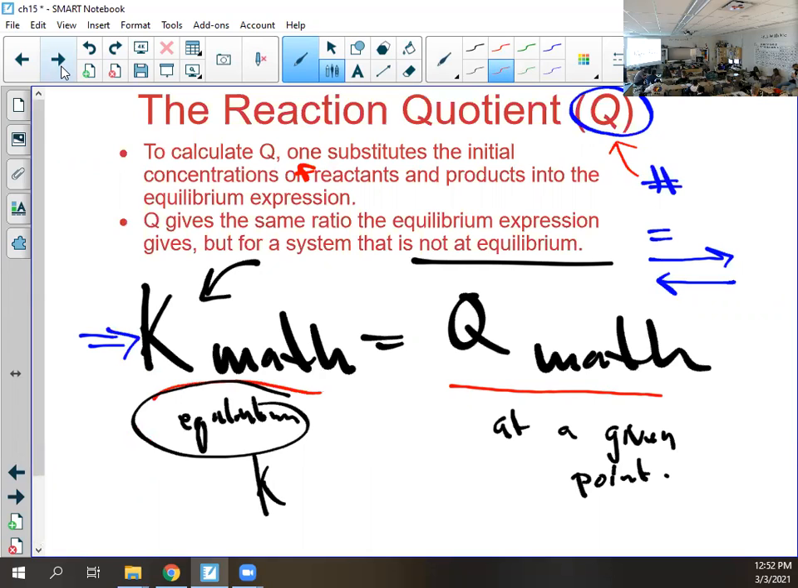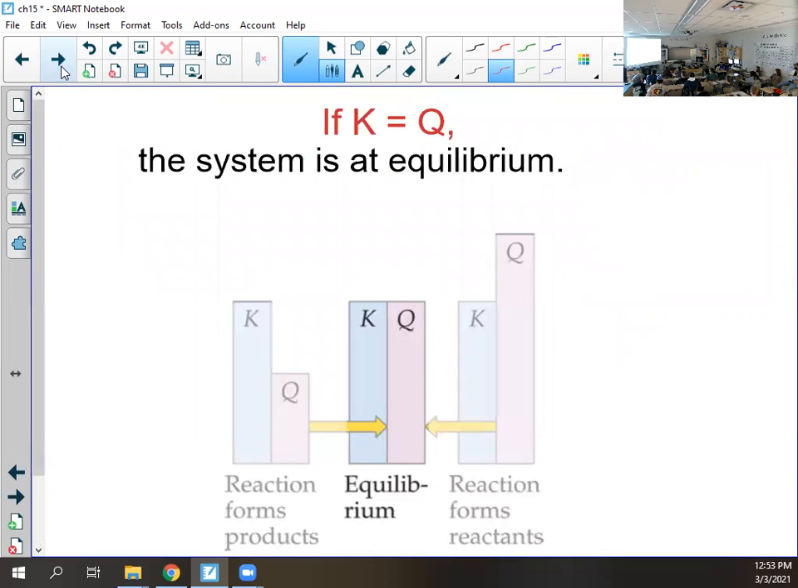So it's nothing really new, but it's something really important. To calculate Q, substitute the initial concentration of reactants and products into the equilibrium expression. The problem will give it to you, and then you'll plug it in and you'll get a value. And then the problem would tell you what K was, and you would compare them. Q gives the same ratio, which means the math is the same. The equilibrium expression gives it, but for a system that is not at equilibrium. Now, that's not always true. Sometimes it is at equilibrium, and that's if you get Q and K and it's the same value. So here we go. If K equals Q, these things right here are very important.